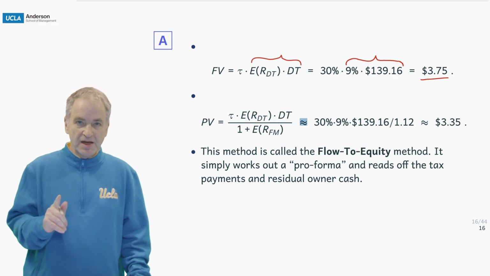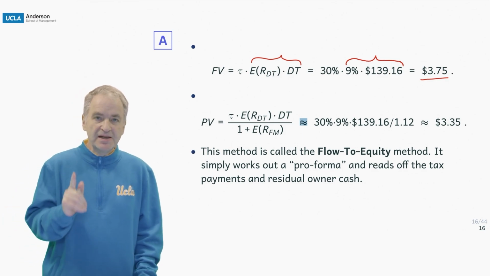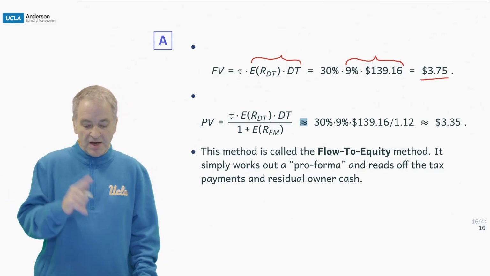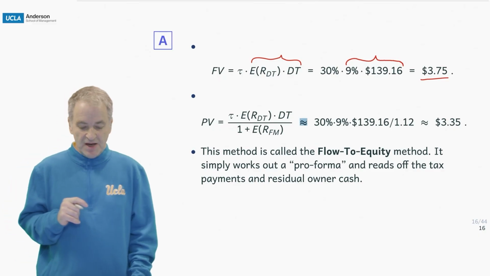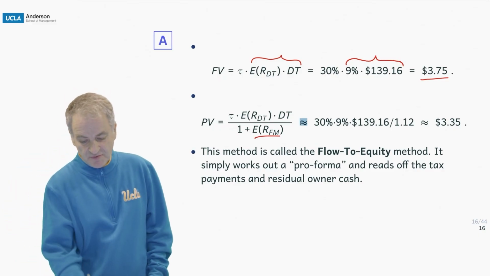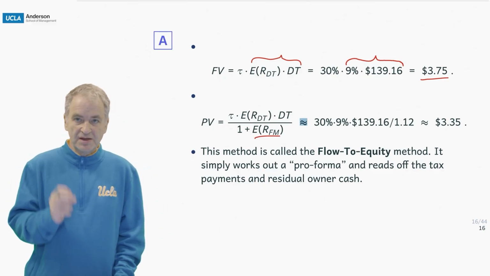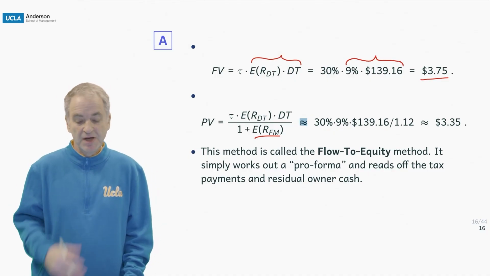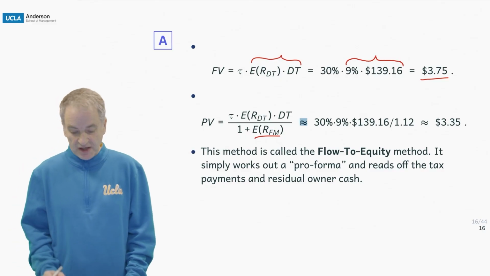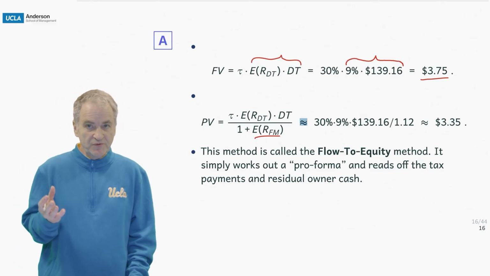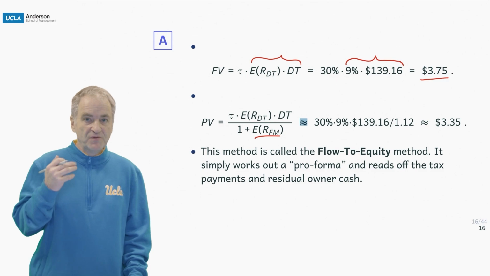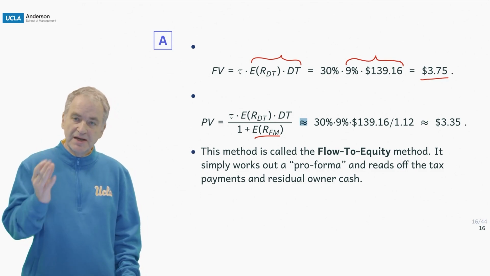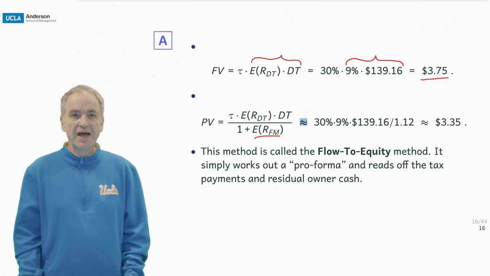In order to make it what it's worth today, I still have to discount that from next year back to this year. And for that, in this particular example, I'm going to use, as we did before, the discount rate on the entire firm, which gives $3.35. Again, this is simply the flow to equity method. It works out the pro forma, reads out the tax payments, figures out the residual owner cash. This is the money that our debt-laden capital structure has saved us.